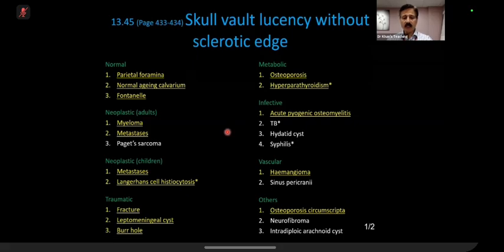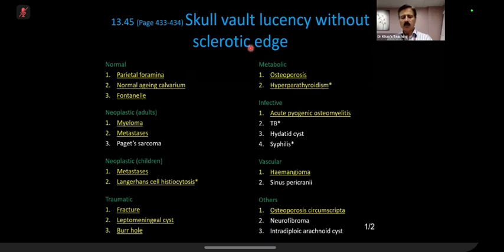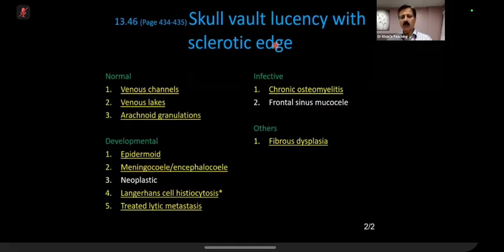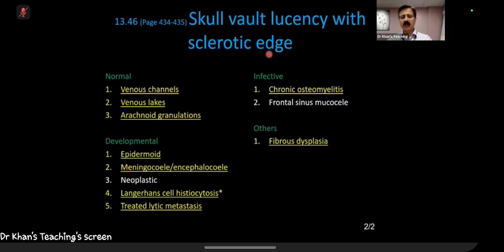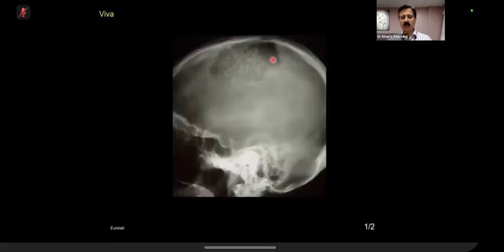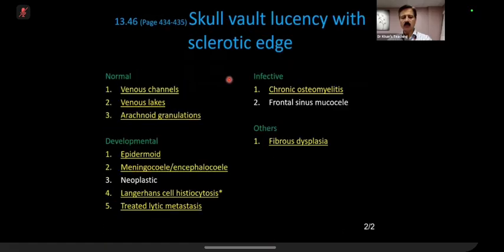The point of discussion here is that in your Chapman, there is a differential diagnosis for skull vault lucency with sclerotic edge, and a second one, skull vault lucency without. Hemangioma is given without, and it is not given with sclerotic edge. I think you have to add that it can happen in both of them. Even in our case here, you can see a bit of sclerosis. There will be other cases in which you will not find sclerosis.